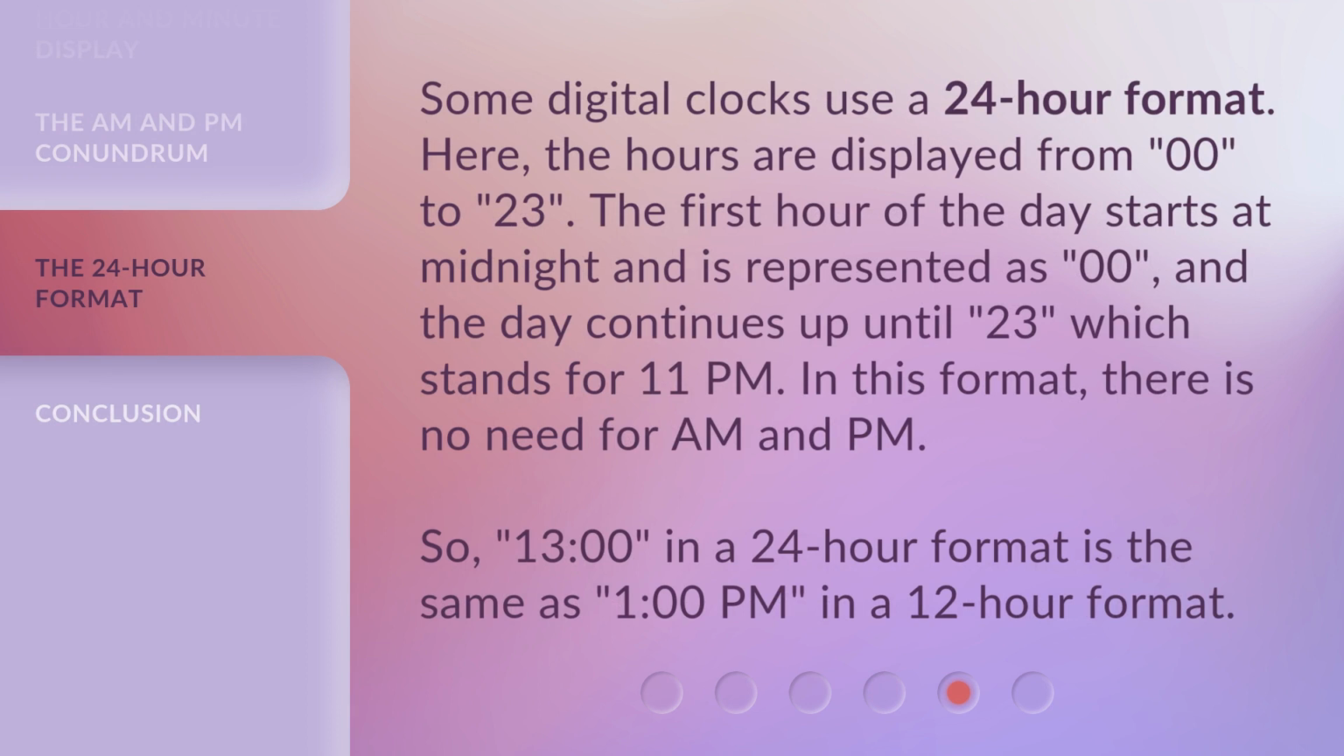Some digital clocks use a 24-hour format. Here, the hours are displayed from 00 to 23. The first hour of the day starts at midnight and is represented as 00, and the day continues up until 23, which stands for 11 p.m. In this format, there is no need for AM and PM. So, 1300 in a 24-hour format is the same as 1 p.m. in a 12-hour format.